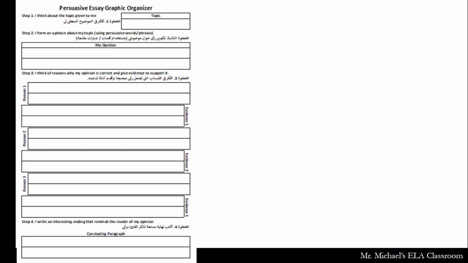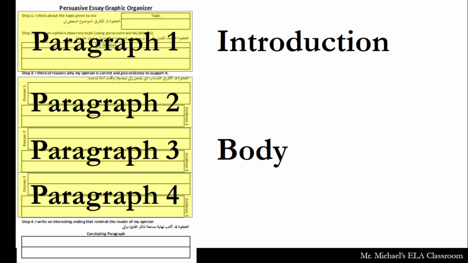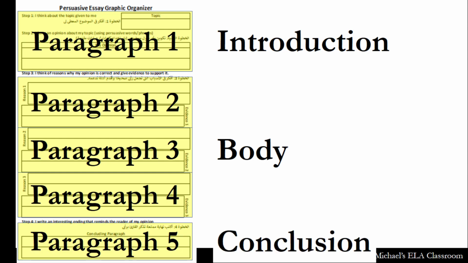So this is what the overall graphic organizer looks like. So that first part is your introduction. So that is paragraph 2, paragraph 3, and paragraph 4. So our body is 3 paragraphs long. And then finally, paragraph 5 is our conclusion. So in total, we have 5 paragraphs.